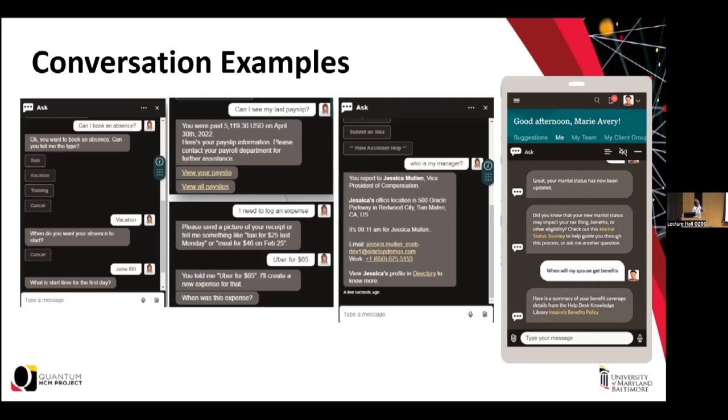In the second screen, okay, can I see my last pay slip? It gives you that information. I mean, you can read it yourself. You can click on the link if you want additional information. It will even provide you the link where you can just click and go to that screen. I need to log an expense. So things like that. So this is very helpful, right?